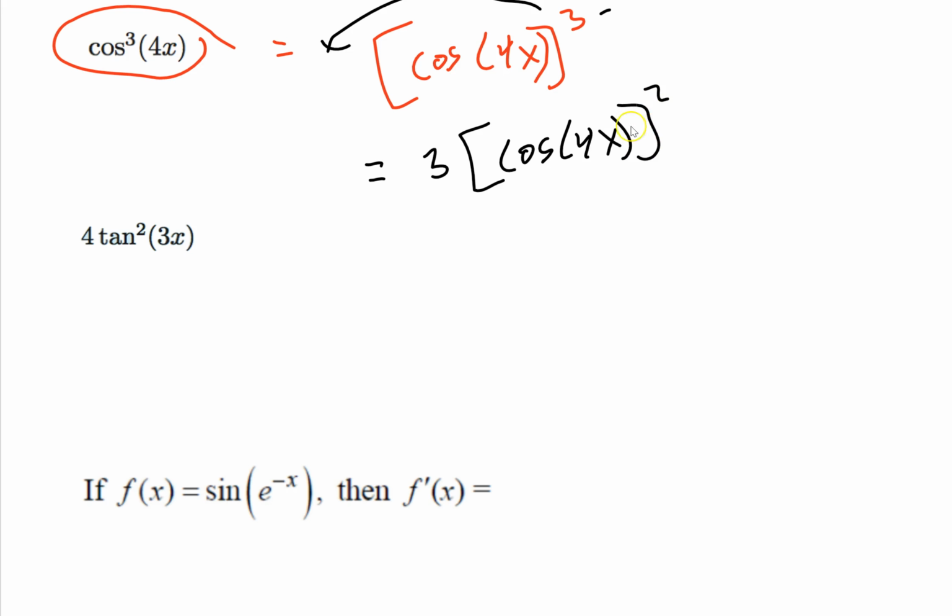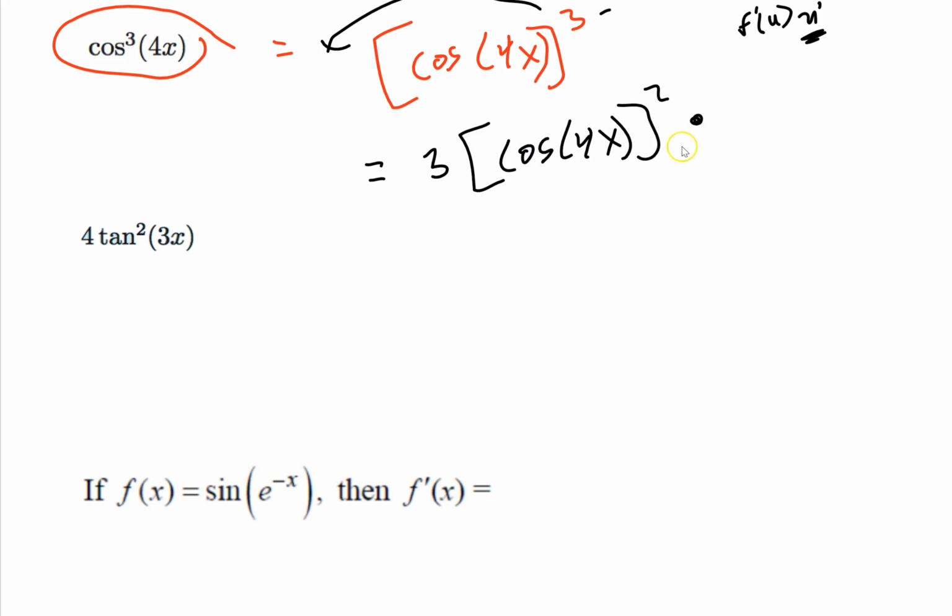Right, like that. Don't forget, a lot of people forget the second part, times the derivative of the inside. Right, I haven't done that part yet. Very important part of the chain rule. Right, chain rule is this times u prime. A lot of people forget the u prime. So let's take the derivative of this.